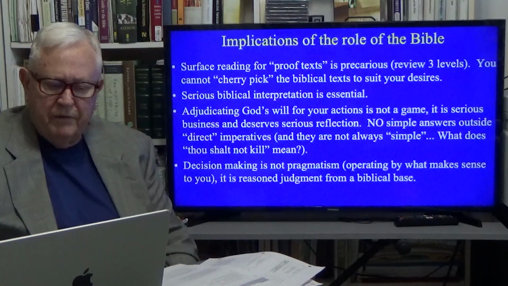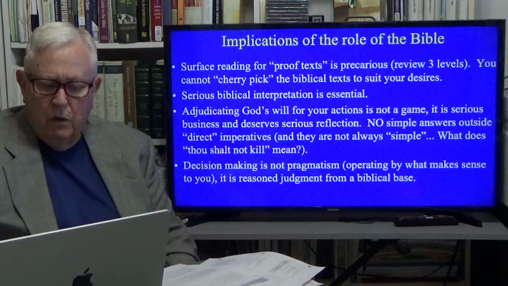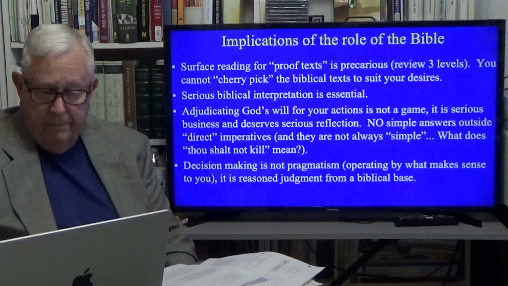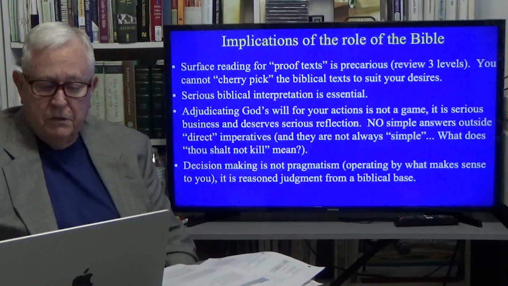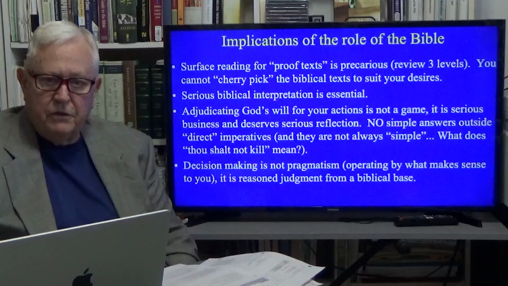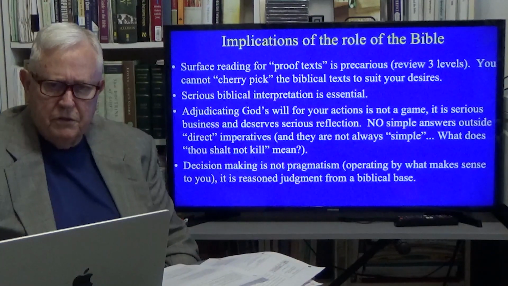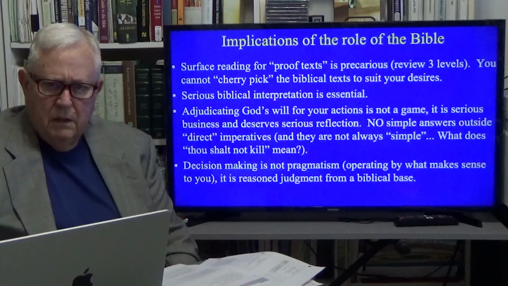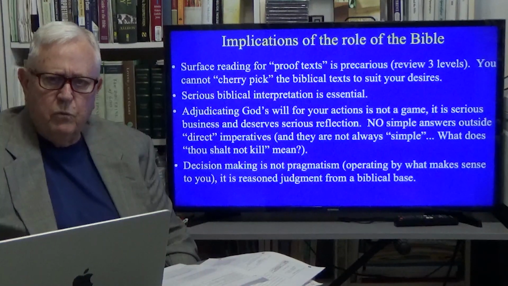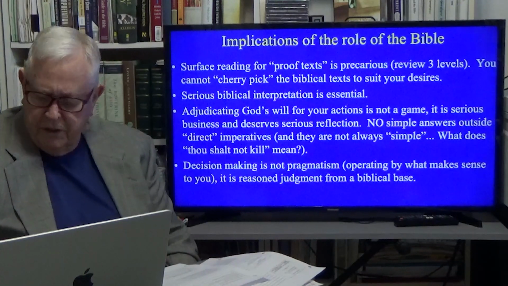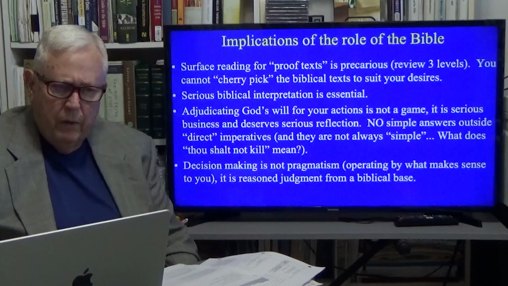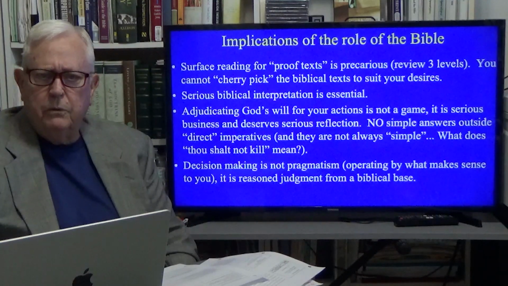Serious biblical interpretation is essential. I've said that enough, haven't I? Adjudicating God's will for your actions is not a game. It is serious business and deserves serious reflection. It deserves your best. If you're going to be in ministry, for example, it deserves the best education that you can get. We all have our limitations of what we were able to do during those education years, where we were able to go, the teachers we were able to get.